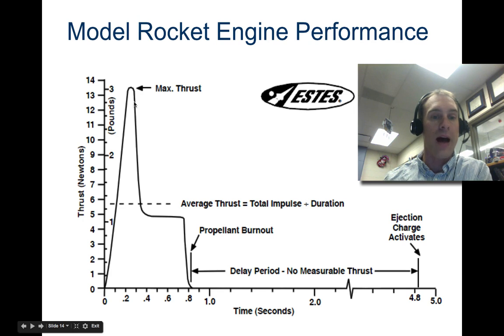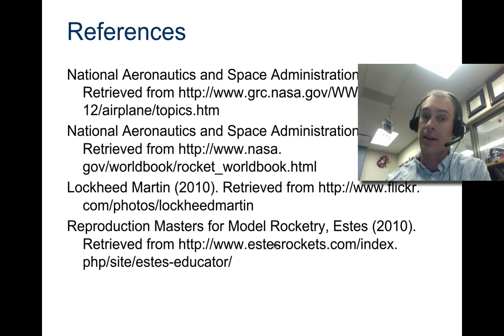And this is the graph of what you might find. You have the total impulse here. Here's your delay period. You can see the graph is cut right here because there's a long delay, and then the ejection charge activates. So when we graph this, we should see a graph like this, quite a bit of a delay, and then a little pop spike right at the end. Let's do it.